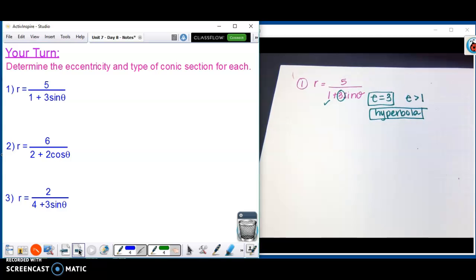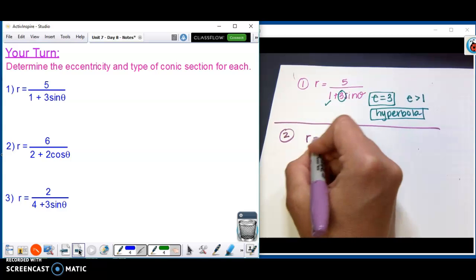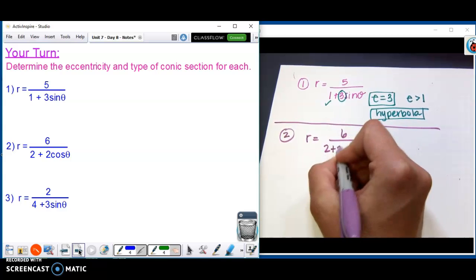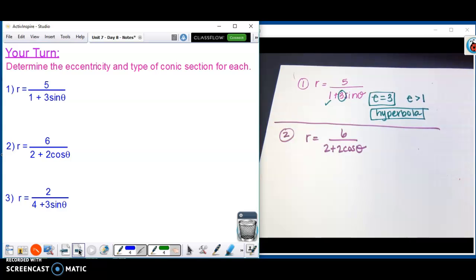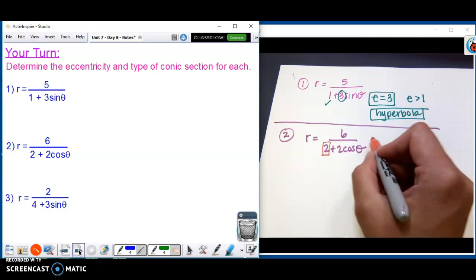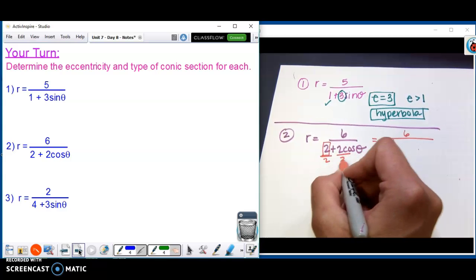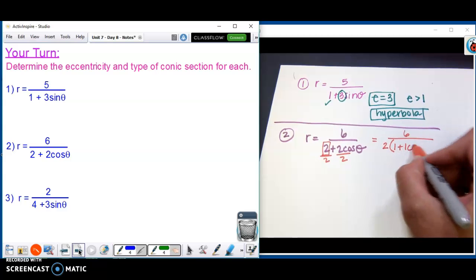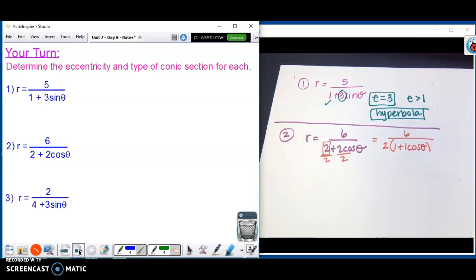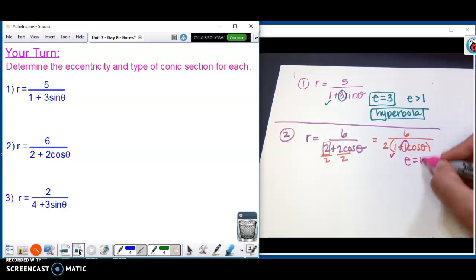Okay. And then with the second one, constant on top, so we're good there. But this 2 is a problem, so we're going to factor out that 2. If I divide both of these by 2, we'll have 1 plus 1 cosine theta. Okay, good. Now we have a 1, so our eccentricity is 1. Whenever the eccentricity is 1, we have a parabola.